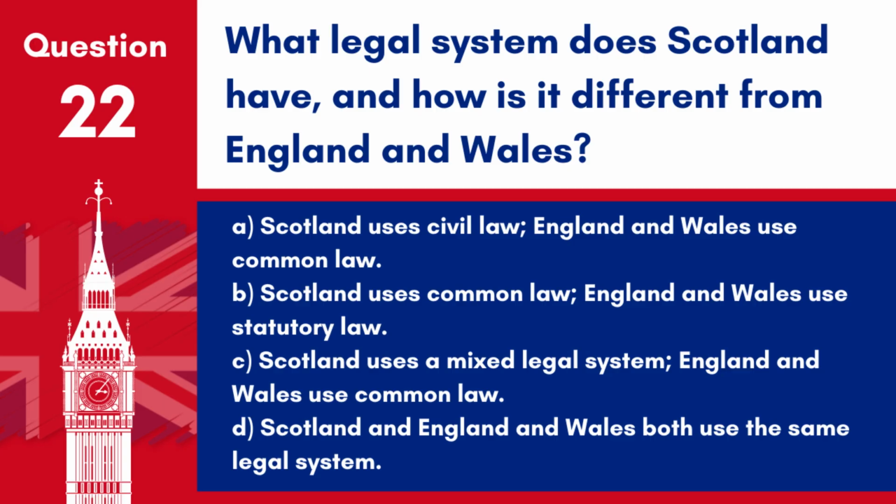Question 22. What legal system does Scotland have, and how is it different from England and Wales? A. Scotland uses civil law. England and Wales use common law. B. Scotland uses common law. England and Wales use statutory law. C. Scotland uses a mixed legal system. England and Wales use common law. D. Scotland and England and Wales both use the same legal system.